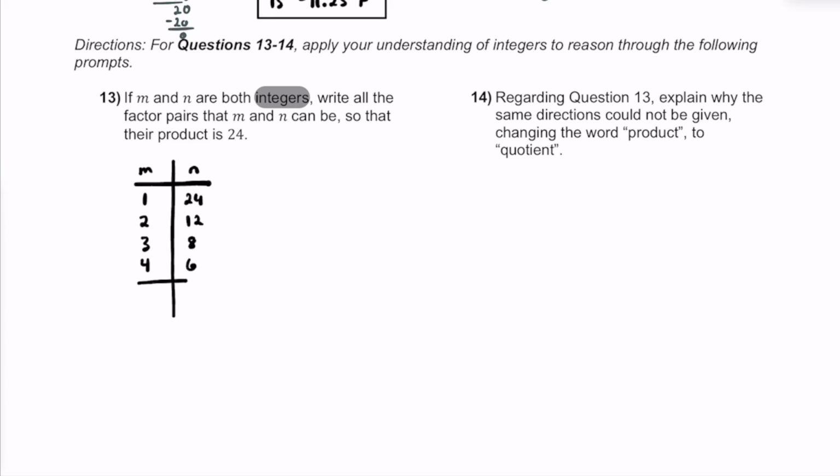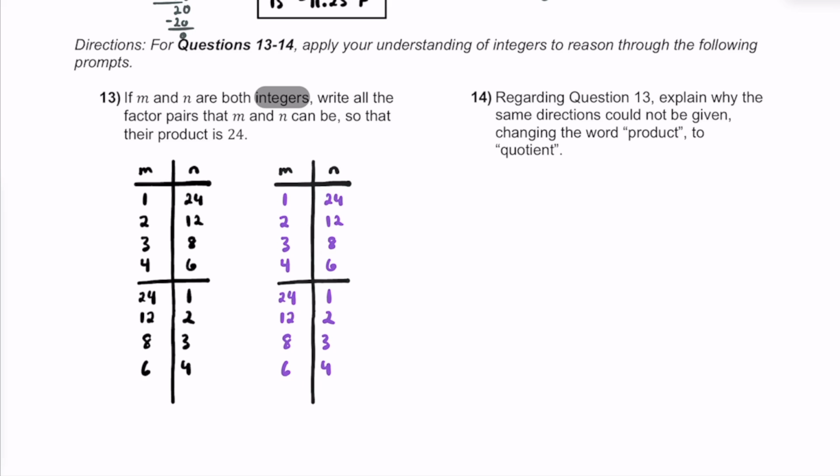Now, while we do have the same factor pairs here, we could actually keep going and say, well, what about if m was 24 and n was 1, right? Those would be different values for m and n. We could swap the others as well and say 12 and 2, 8 and 3, 6 and 4. All right, so that would definitely be a way you could write all the values of m and n here.